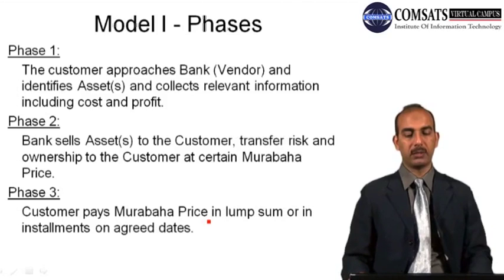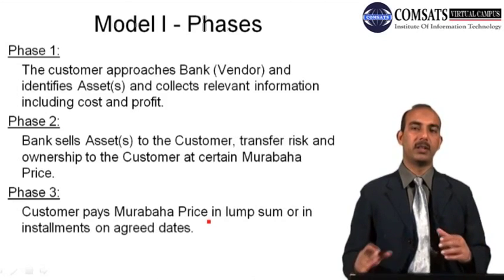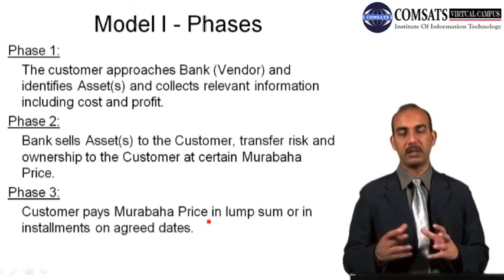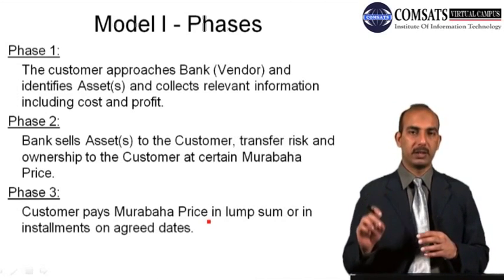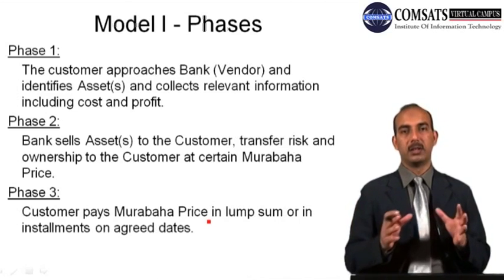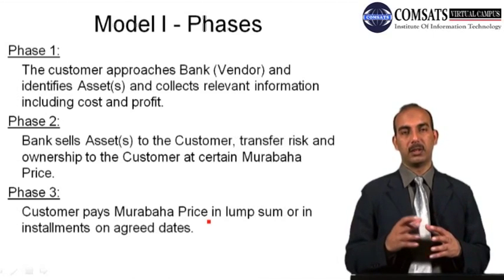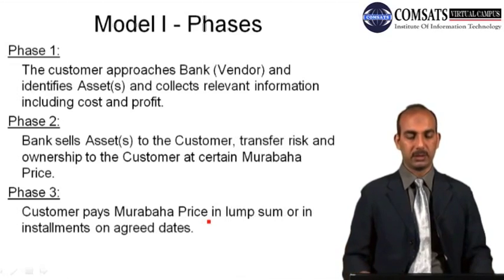And in the second phase, the bank sells those assets to the customer and transfers the risks and ownership to the customer at a certain Murabaha price. So the risk is transferred only when the transaction takes place and is complete. Until the transaction has taken place and is complete, the risk of that asset, any loss, any damage to that particular asset, is at the risk of the owner. So the owner will face all types of risk, any damage or any losses.